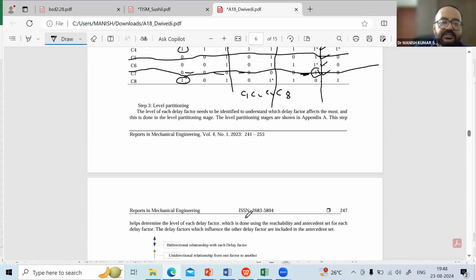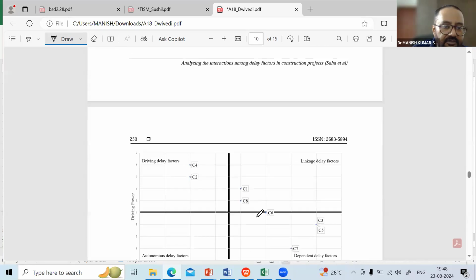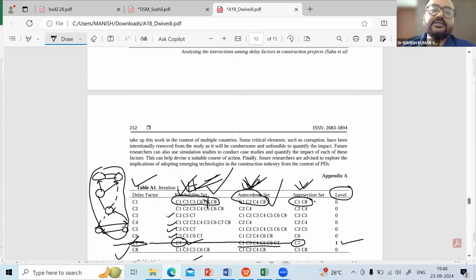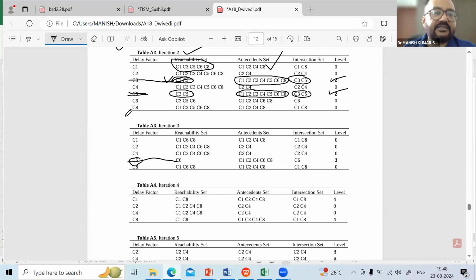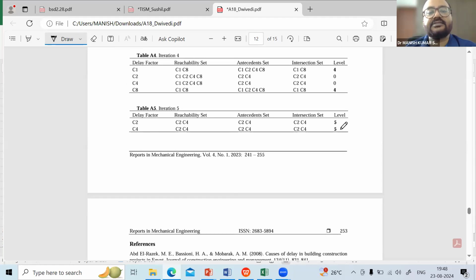Now for the remaining, again you start. Like this you do it, then level 2, level 3; you have to keep on repeating until you have got all the factors involved. For example, we got C7 here, and C3 and C5 here, and we have 8 factors. So 3 factors are already done. Then again we'll get C6, and then these 2 factors. All together we have to find 8. If 8 is done, then we'll stop. So here there will be 5 iterations, after which we get the levels for all.